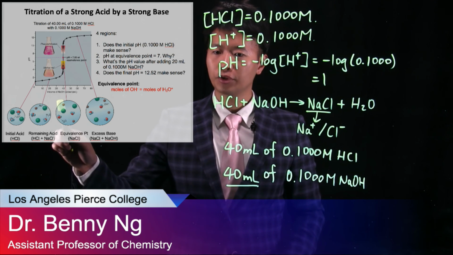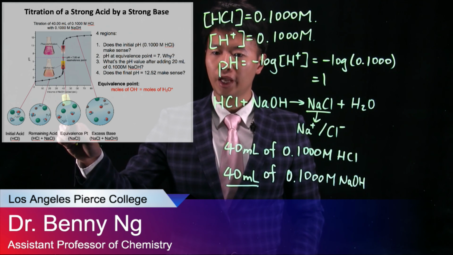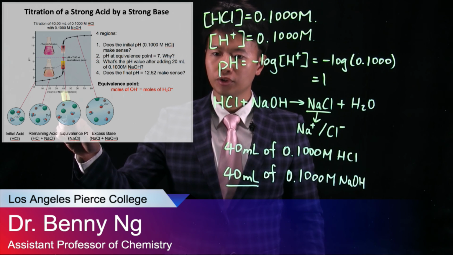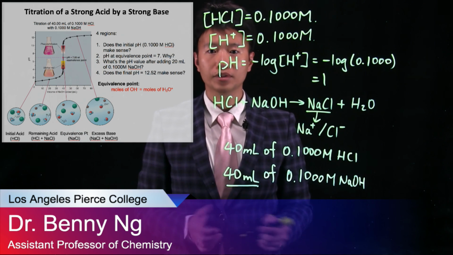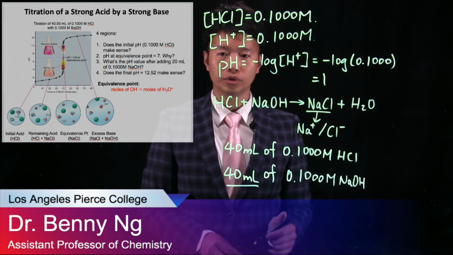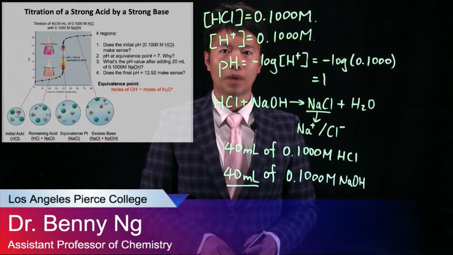So if you look at the titration curve, you realize at 40 ml of added NaOH, you get to pH equals 7. That will be our equivalence point. And that answers the first 2 questions of the titration of a strong acid by a strong base.